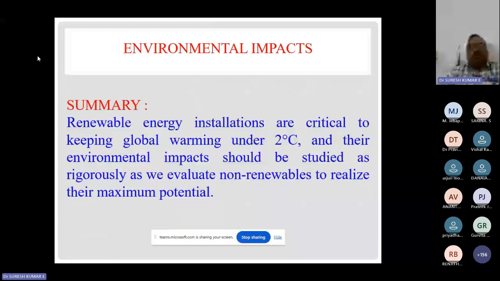Now, regarding environmental impacts, renewable energy installations are critical to keep global warming under 2 degrees Celsius. It's mandatory. And their environmental impacts should be studied as rigorously as we evaluate non-renewables. For every non-renewable energy source, we always study the impact, whereas there was less focus on renewable energy installations, mainly photovoltaics as well as wind turbines.